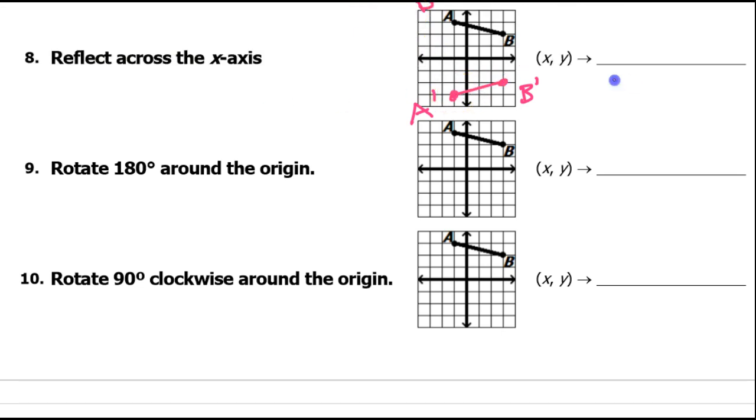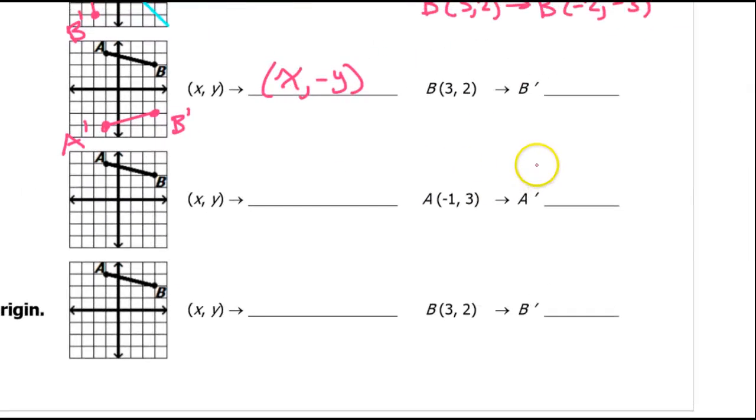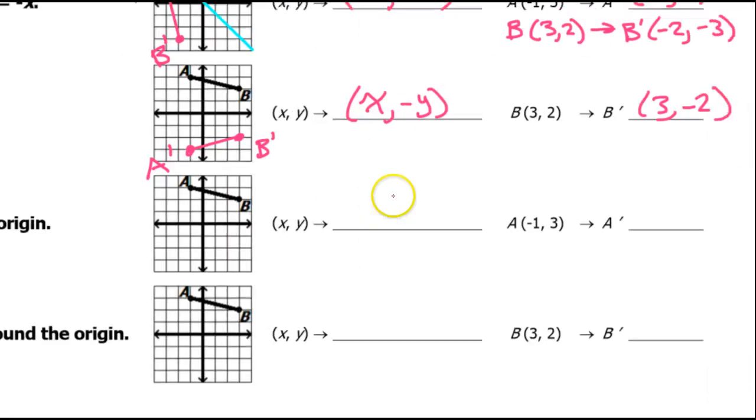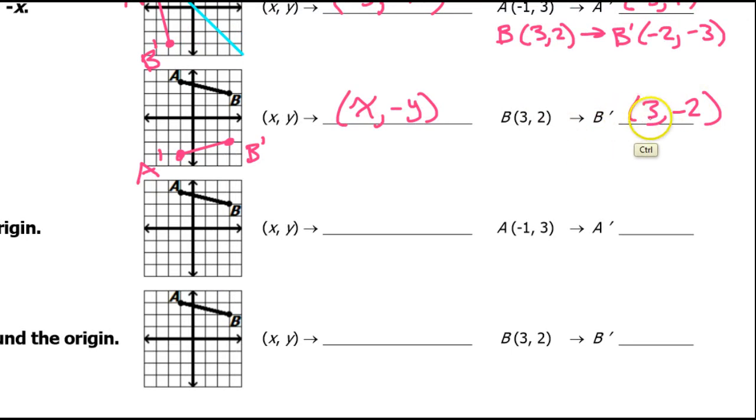We do need to know the rule, which is x, opposite of y. Do memorize that. Okay, so we already know that B prime is the point 3, negative 2. But we could use the rule and say x is 3, and the opposite of y is negative 2. We could do that as well. Okay, it gives you a way of double checking. If you get 3, negative 2, and then you look at the graph and you don't see a point there, you know you did something wrong.